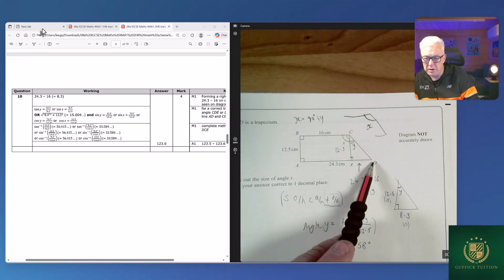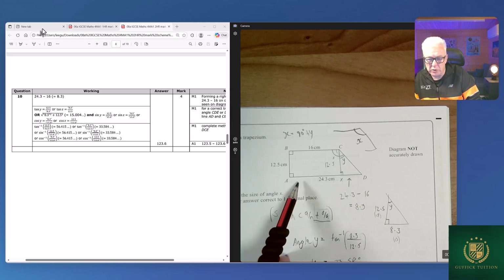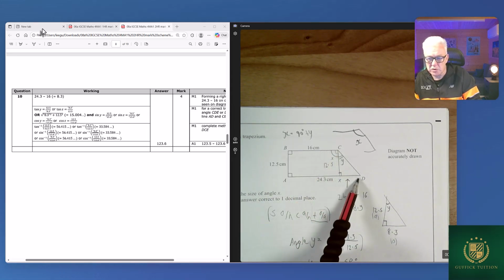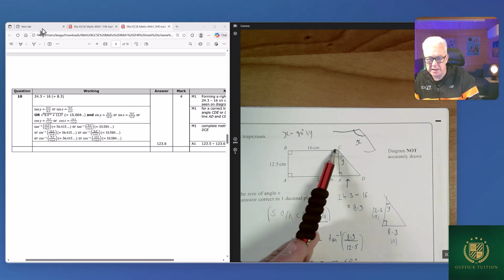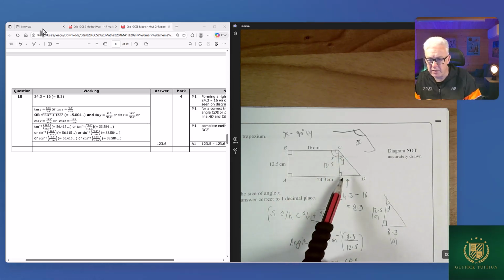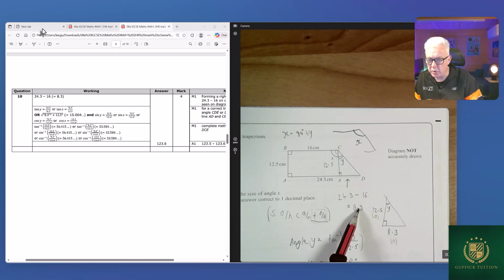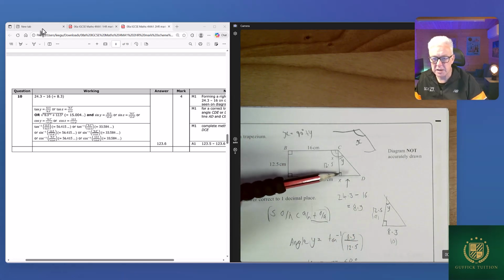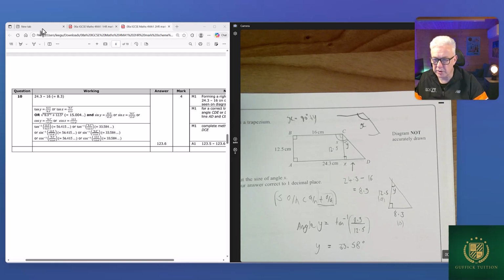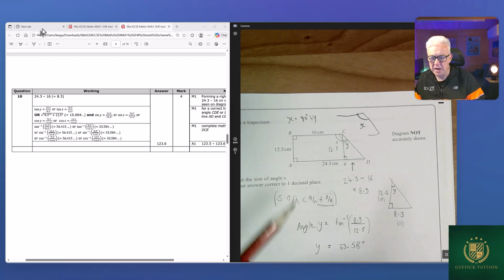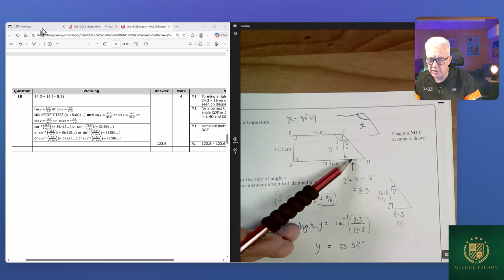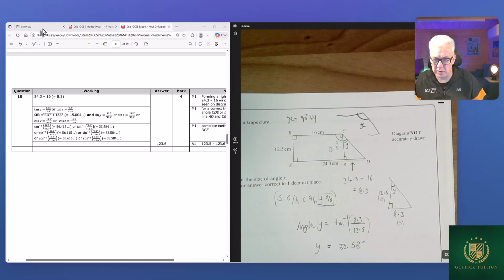Okay, so how can we do that then? Well, we know that the length AD is 24.3 and we know that the length BC is 16. So 24.3 take away 16 is going to give us this little length here from what I've called X to D, which is 8.3. The height is 12.5. So we can do inverse trig in order to find out that angle Y. And what have we got? From here, we've got the opposite, we know is 8.3, and the adjacent, we know is 12.5.